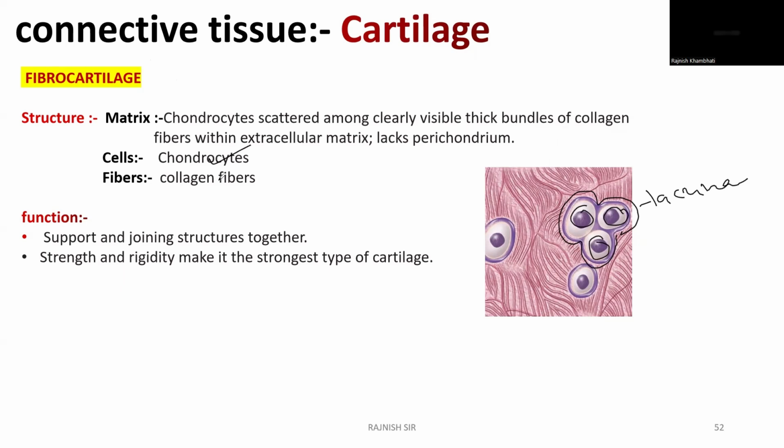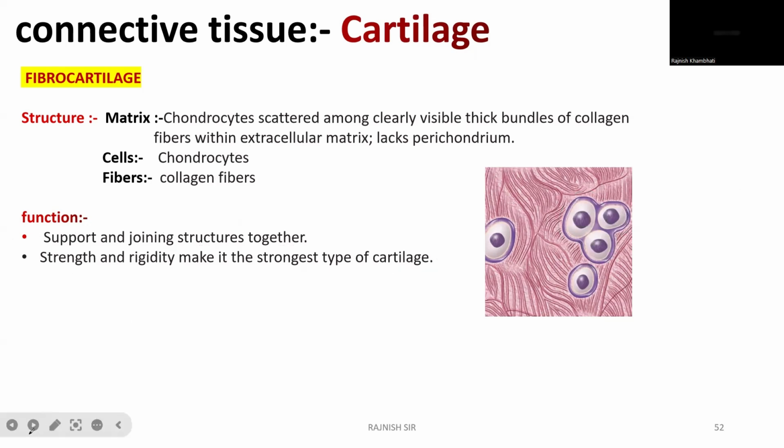Then cells are chondrocyte cells and fibers are collagen fibers. What is the function? Support and joining structures together. It supports the structure and joins two things together. Connection. And it provides strength, provides rigidity, making it the strongest type of cartilage. This is strong and rigid in nature.